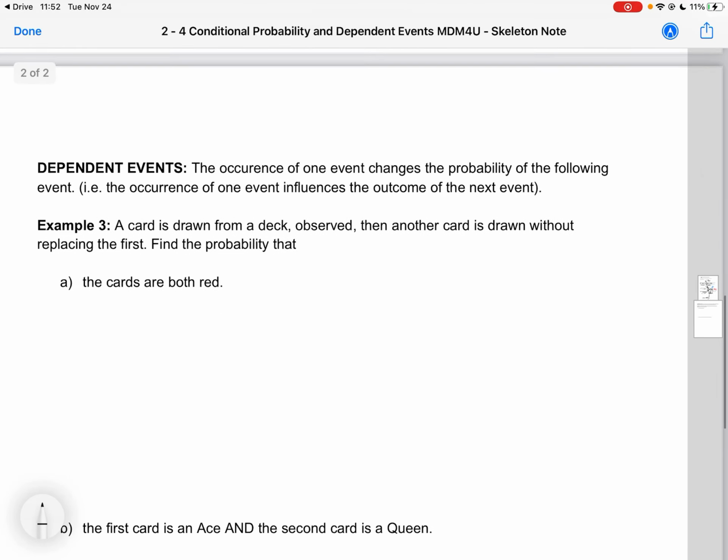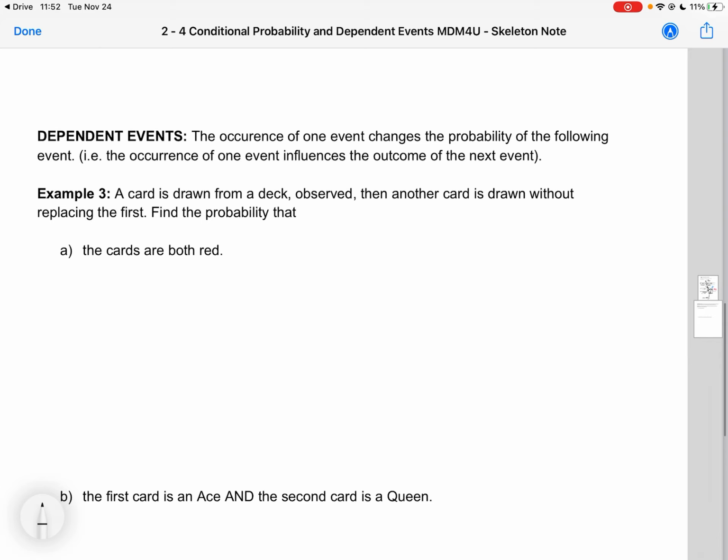In this video, we're also going to explore the idea of dependent events, which is where the occurrence of one event changes the probability of the following event. So this is one standard example of dependent events. A card is drawn from a deck, and then another card is drawn without replacing the first. So your number of possibilities changes in your second event based on what happened in the first event.